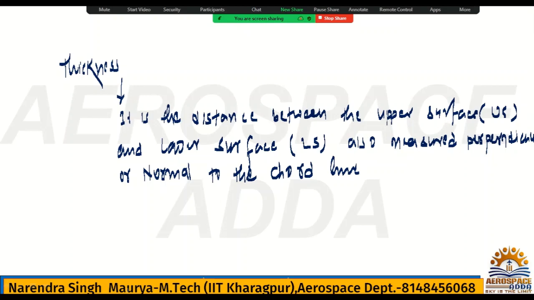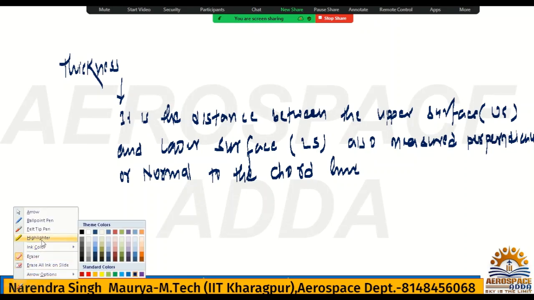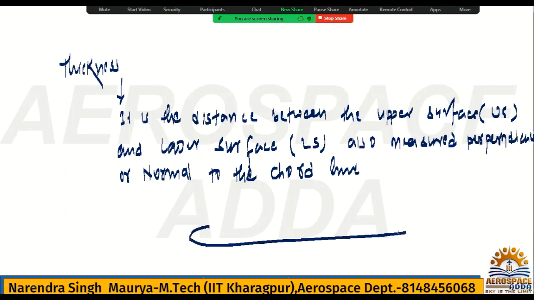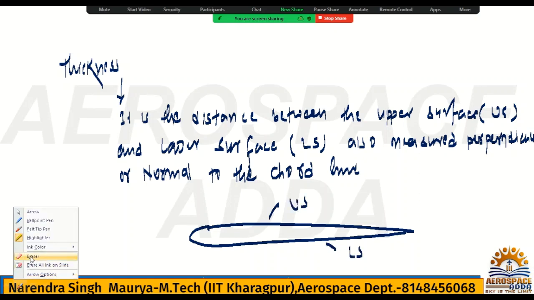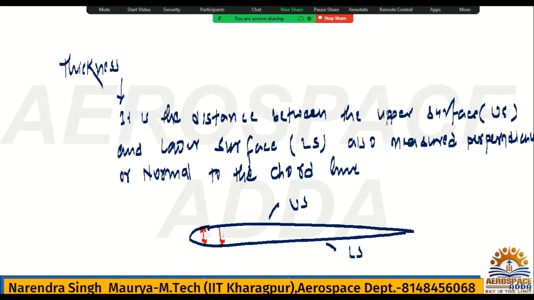I'll show you with any airfoil. You can take symmetric or cambered airfoil, it doesn't matter. I'm not good at diagrams, it's my weakness, but anyway. This is the upper surface and this is the lower surface. So check, this is called thickness. This is also thickness, and here also this is thickness. Everywhere, from upper to lower, that measurement should be perpendicular.